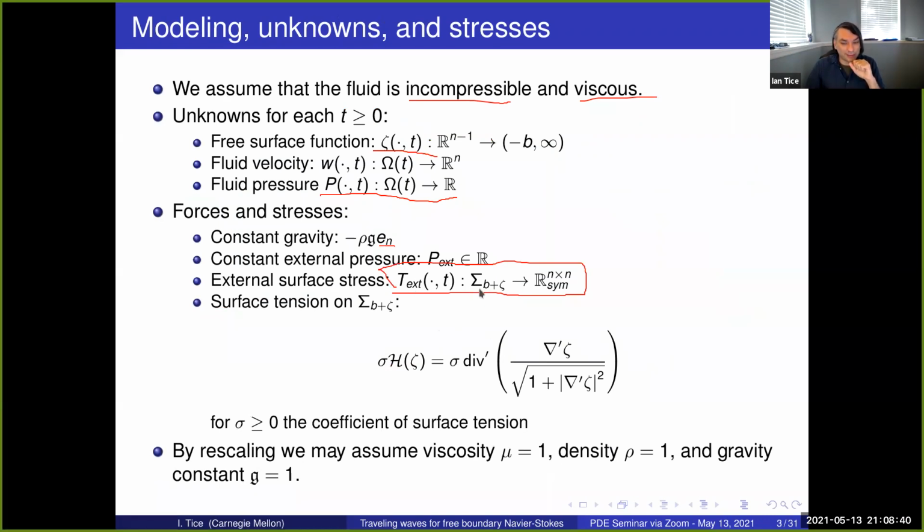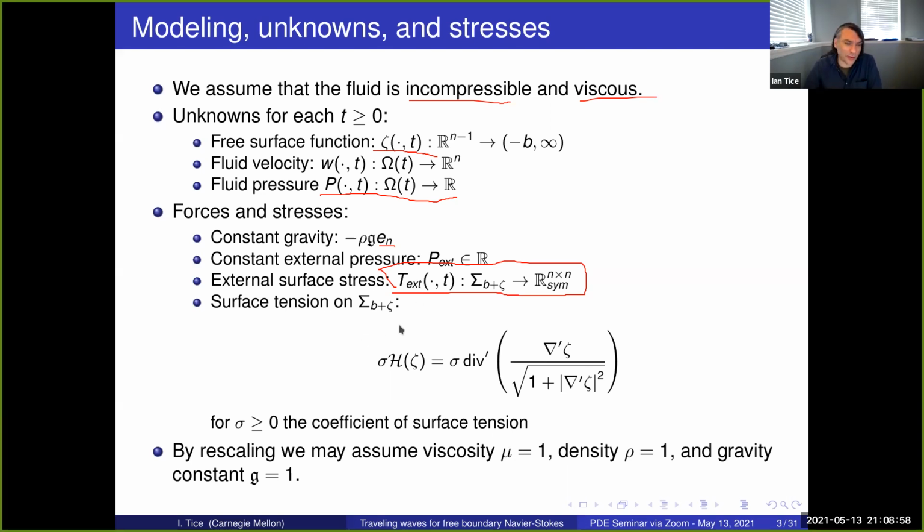So we will think about this as a mapping from the free boundary, which is changing in time, into the set of n-by-n symmetric tensors. And I'll tell you a little bit more about it in a minute, but this will be the main thing that acts as a driving force on our fluid.